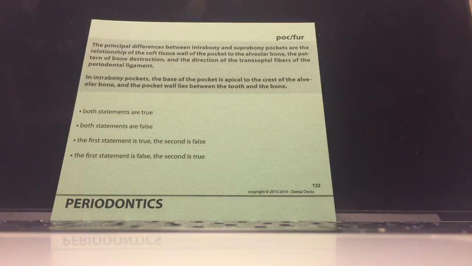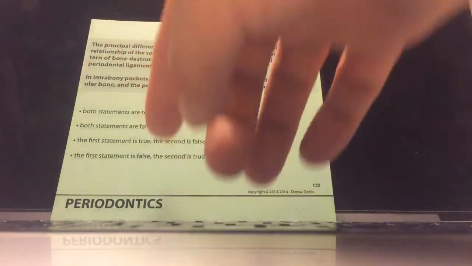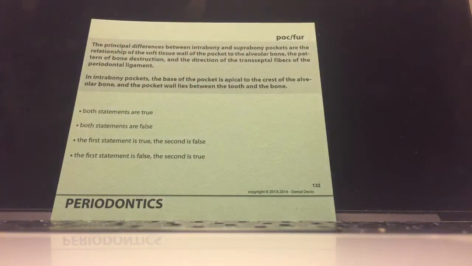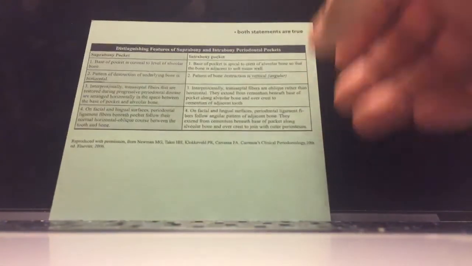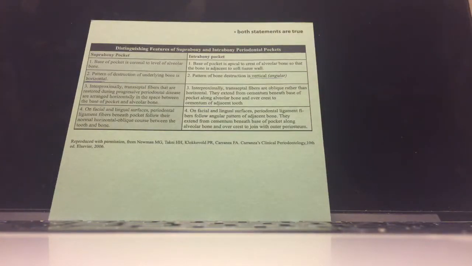Okay, I don't know. So, next phrase. I think the first one I'm gonna say is true. So it's either 1 or 3 of these answers, which is true, both. Well, anyway, let's see the second one. In intrabony pockets, the base of the pocket is apical to the crest of the alveolar bone, and the pocket wall lies between the tooth and the bone. I think both are true. Yes, both are true.